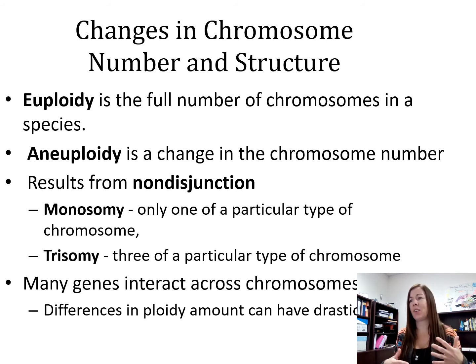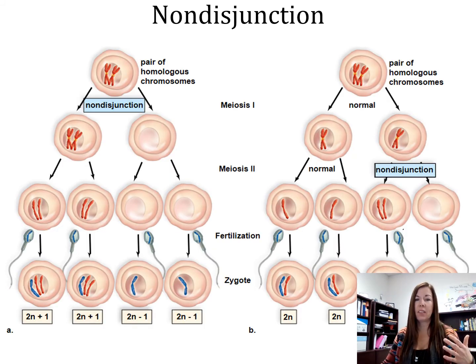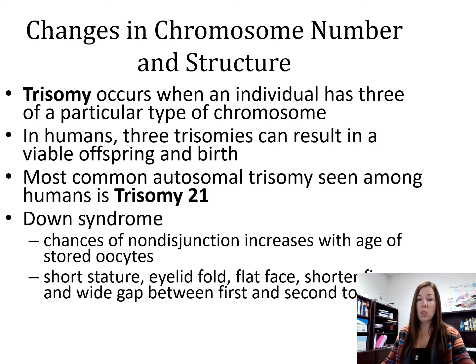When you see trisomy, you have 3 of a particular type of chromosome. And there are lots of genes that interact across chromosomes, and the differences in this chromosome number can have drastic effects. So this shows you nondisjunction when you see a pair of homologous chromosomes and something happens and they just don't divide right. And then there's all kinds of things that can happen as a result of that. Trisomy happens when an individual has 3 of a particular type of chromosome. So in humans, trisomies can result in a viable offspring in birth. And the most common autosomal trisomy that we see is trisomy 21 or Down syndrome.